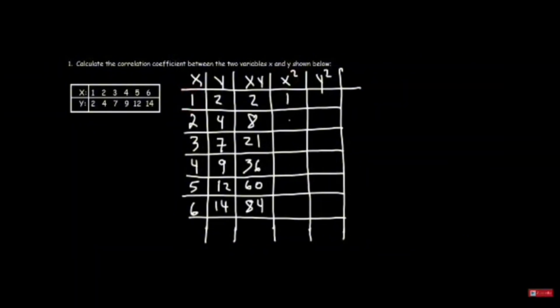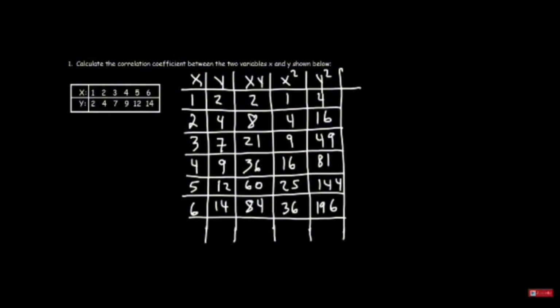1 squared is 1, 2 squared is 4, 3 squared is 9, 4 squared is 16, 5 squared is 25, 6 squared is 36. Now for y squared, all we're going to do is square the values in the y column. So 2 squared is 4, 4 squared is 16, 7 squared is 49, 9 squared is 81, 12 squared is 144, and 14 squared is 196.